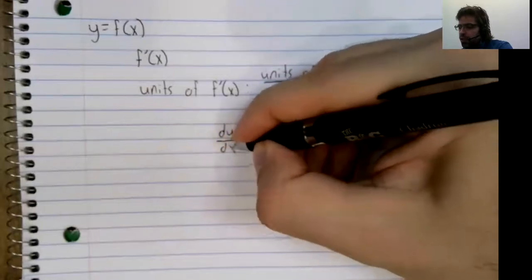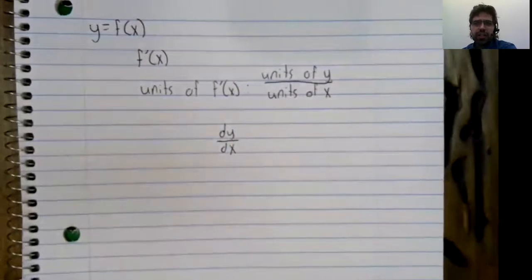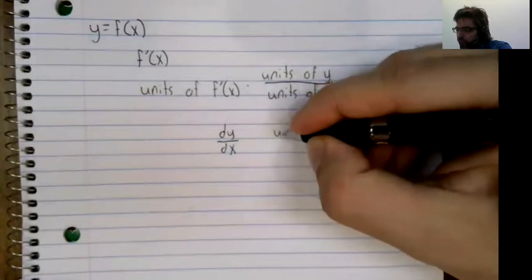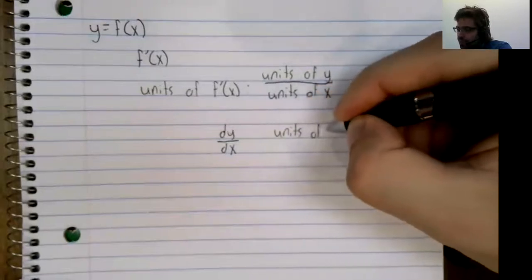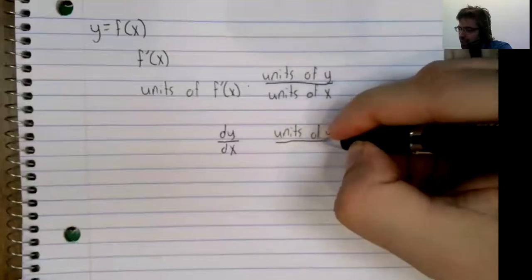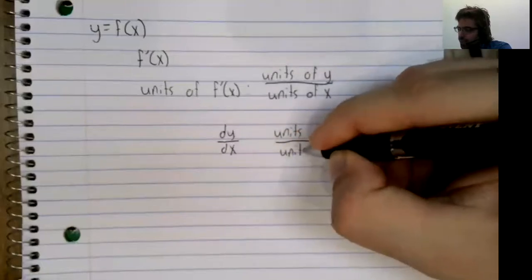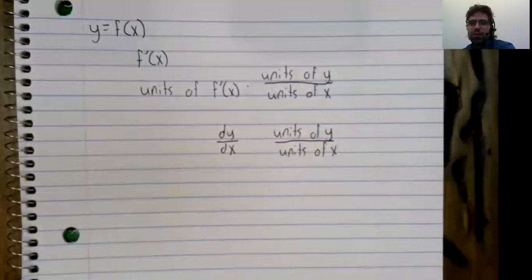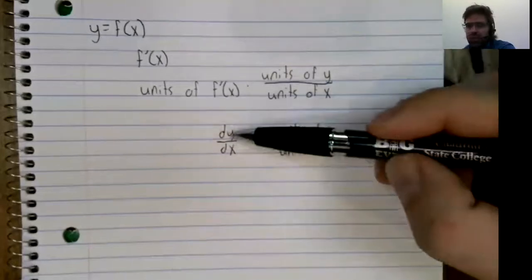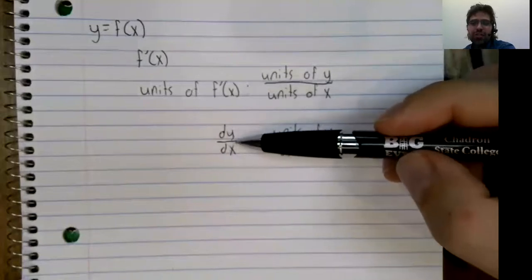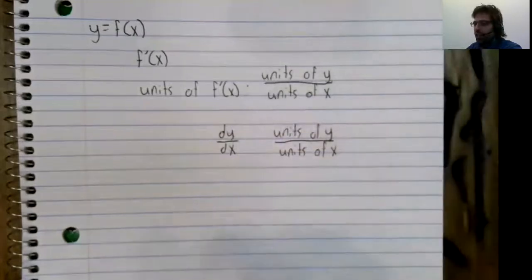Leibniz notation looks like a fraction, dy over dx, and its units are the units of the numerator, as it were, over the units of the denominator. Although I should probably stress that although I use the words numerator and denominator, this is not an actual fraction. It's a piece of notation that just looks like a fraction.